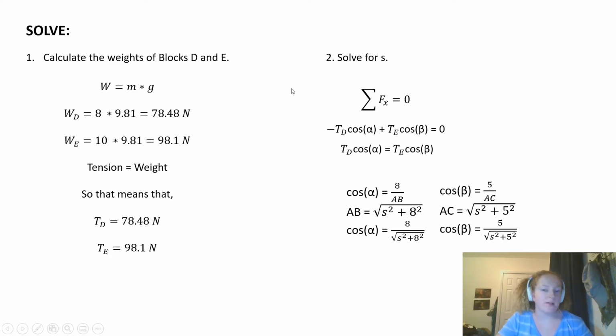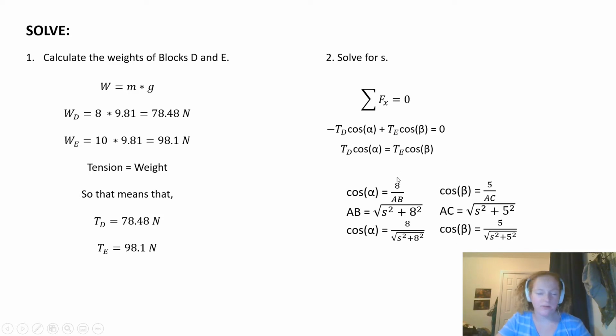Solving for S is the next step in the problem. We need to take the sum of the forces in the x direction and make sure that equals 0. So we end up with negative tension D times cosine alpha plus tension E times cosine beta. And then we can just set those equal to each other.